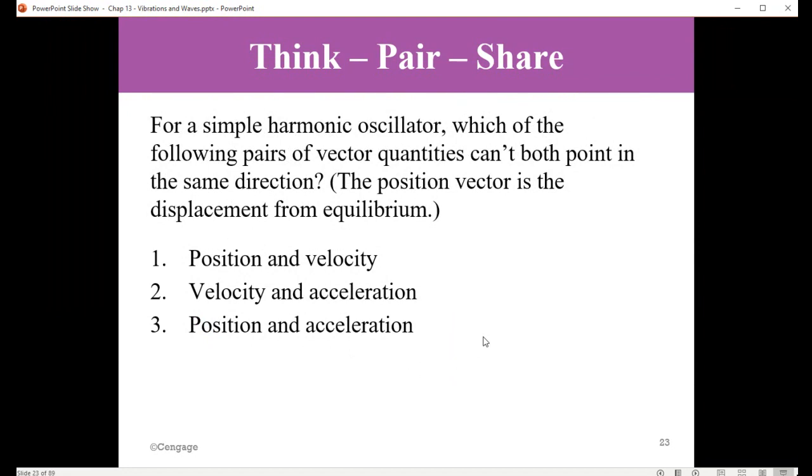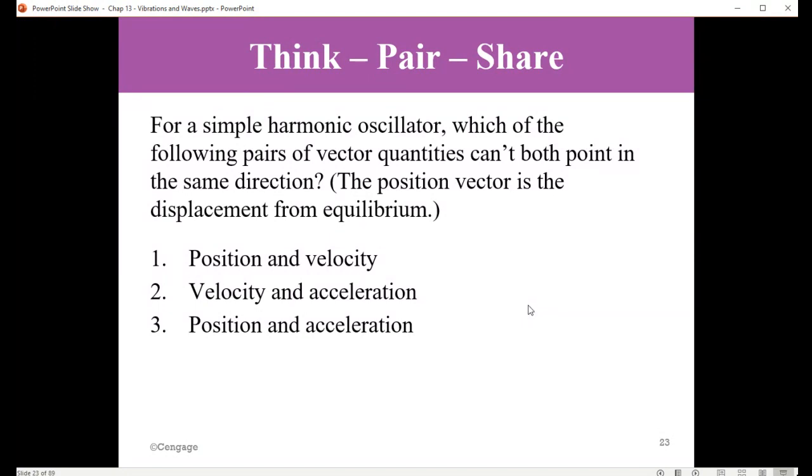Another question. For a simple harmonic oscillator, which of the following pairs of vector quantities cannot both point in the same direction? Cannot point in the same direction. The position vector is the displacement vector from equilibrium. You have these three suggestions: position and velocity, velocity and acceleration, position and acceleration. I think it would be number 1. Number 1, position and velocity.